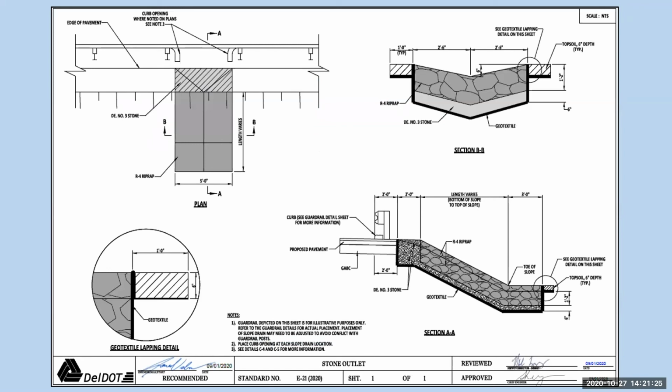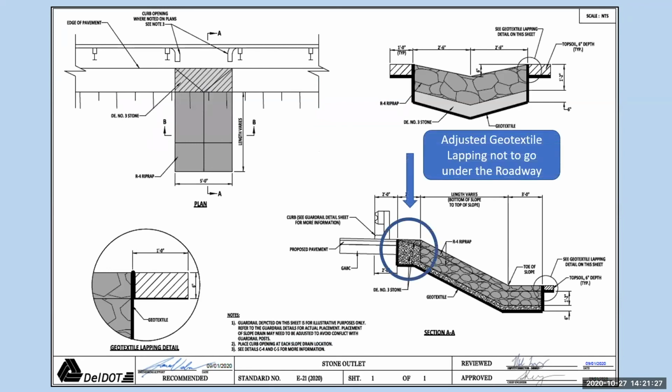The stone outlet detail. So adjusted the geotextile lapping not to go under the roadway. Before this, it used to go under the GABC, which obviously would cause some constructability issues. Probably wouldn't put in at the time that that was in there.